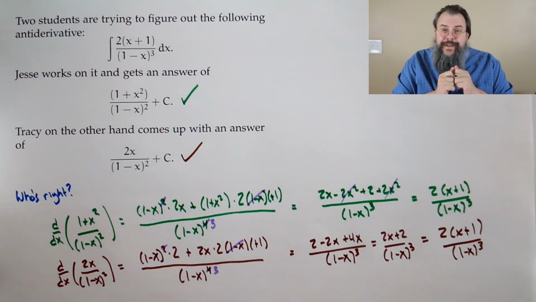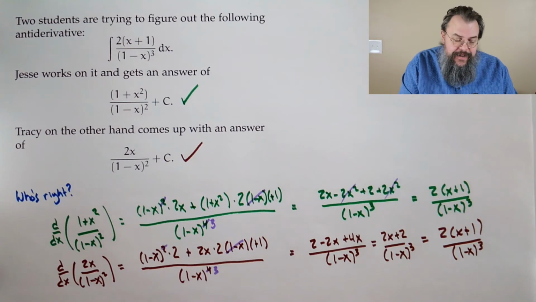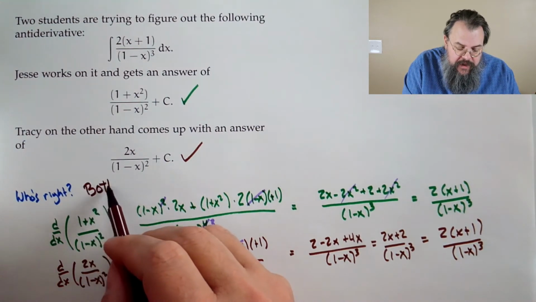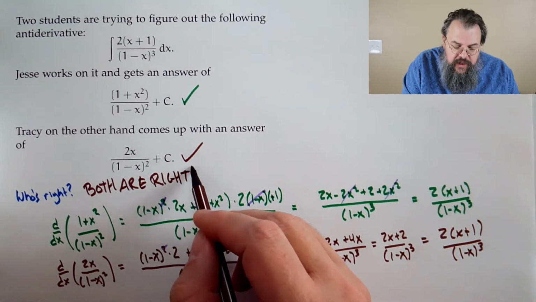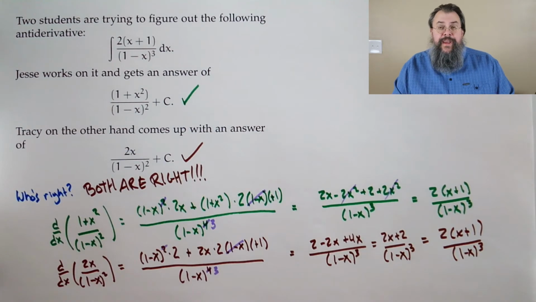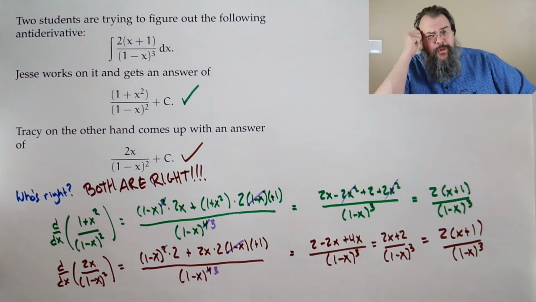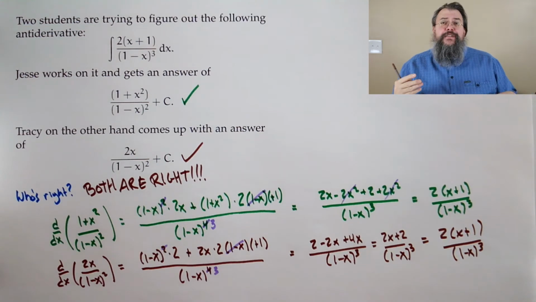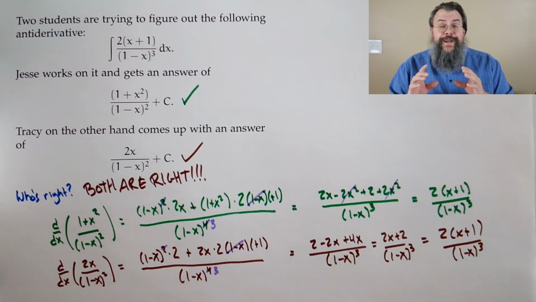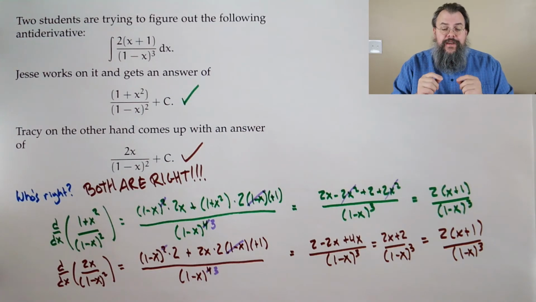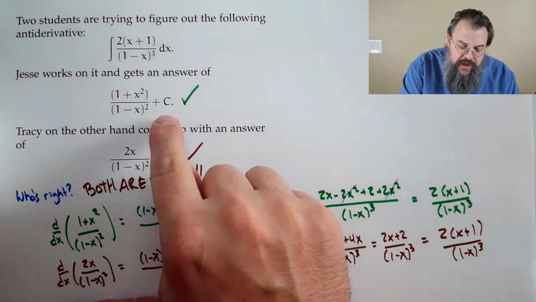What? So the answer to the question of who's right is both people are right. Wow! So both Jesse and Tracy got it right. And now we have to sort of say, what happened? How is it possible that two different answers are both right? What's going on here? Hold on. Now remember, what did we say? We know that antiderivatives are not unique. They're unique up to a plus c.